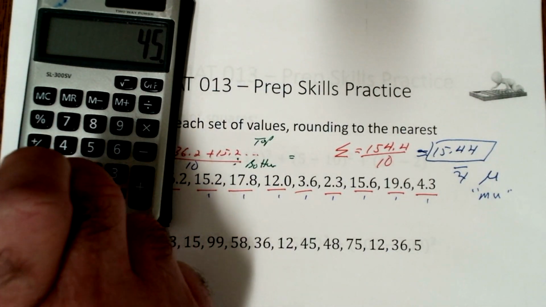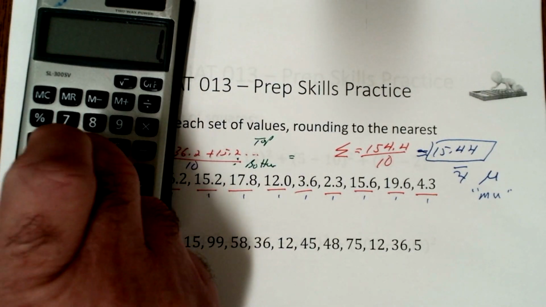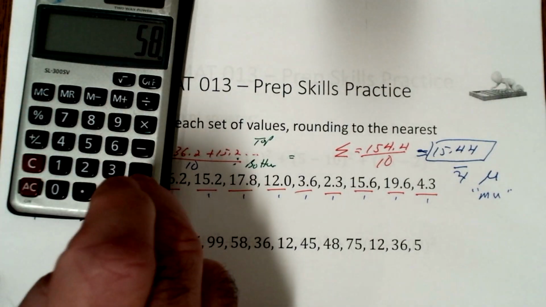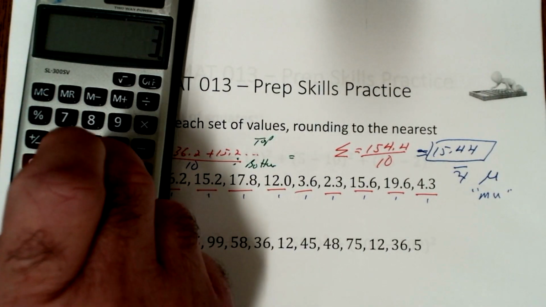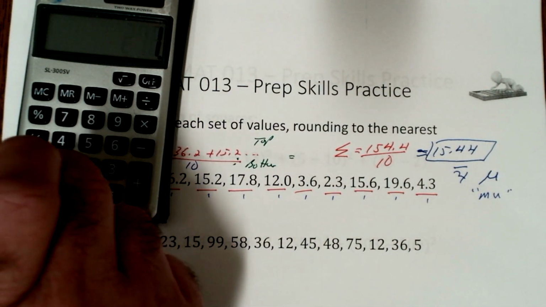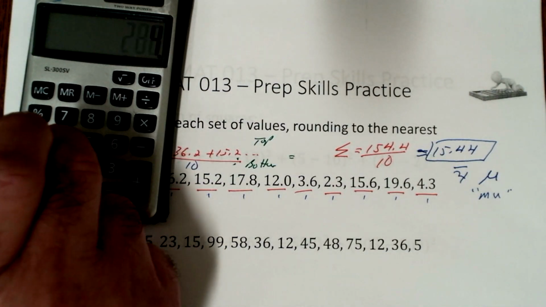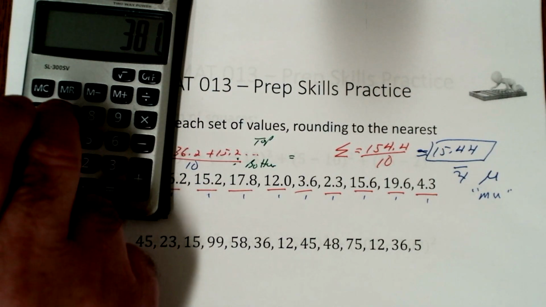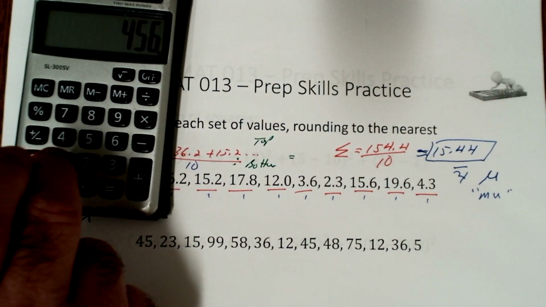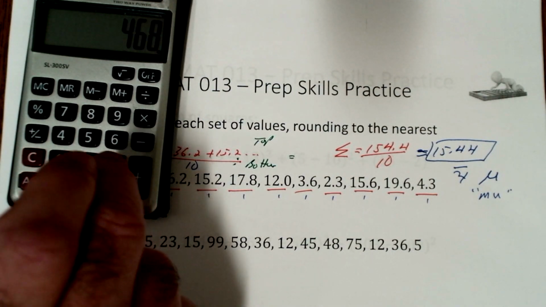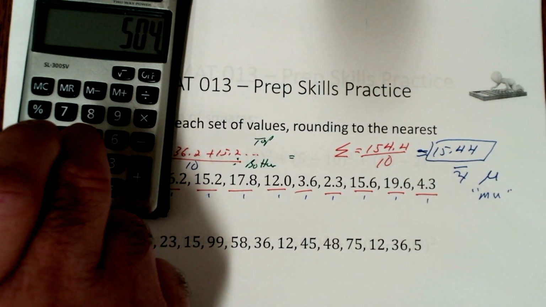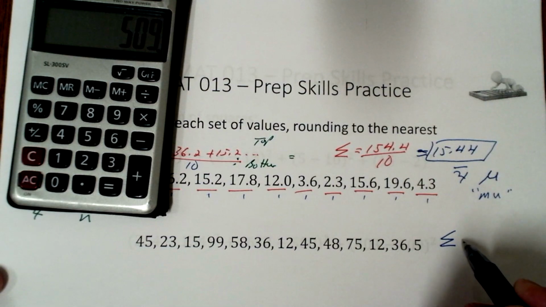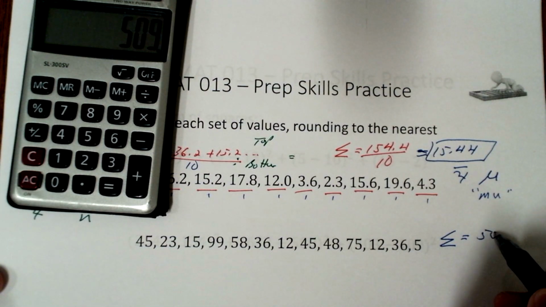45 plus 23 plus 15 plus 99 plus 58 plus 36 plus 12 plus 45 plus 48 plus 75 plus 12 plus 36 plus 5. Okay, so the sum of all those values is equal to 509.